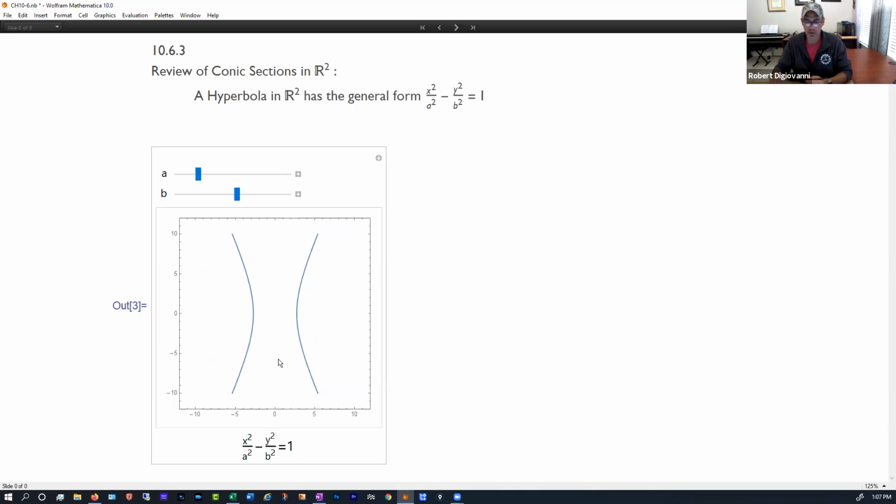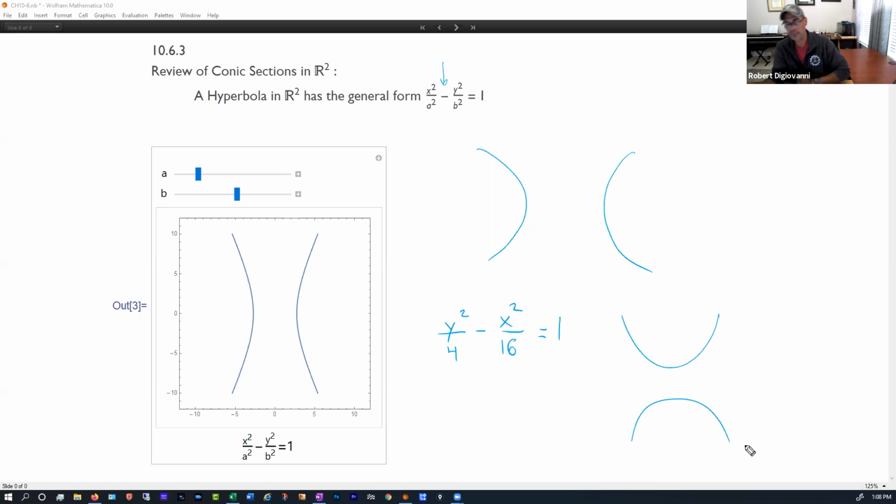Okay. Now notice that the ones we have right now, they look like this, right? And that's because we have x squared minus y squared. If we were to change it, and we had y squared over, let's say 4, minus x squared over, let's go with 16 or something like that, equals 1, then it would look like this, okay? So if the subtraction is on the y, then you have this symmetry axis down the middle, along the y-axis. If the subtraction is on the x, then you have this symmetry axis running parallel to the x-axis.